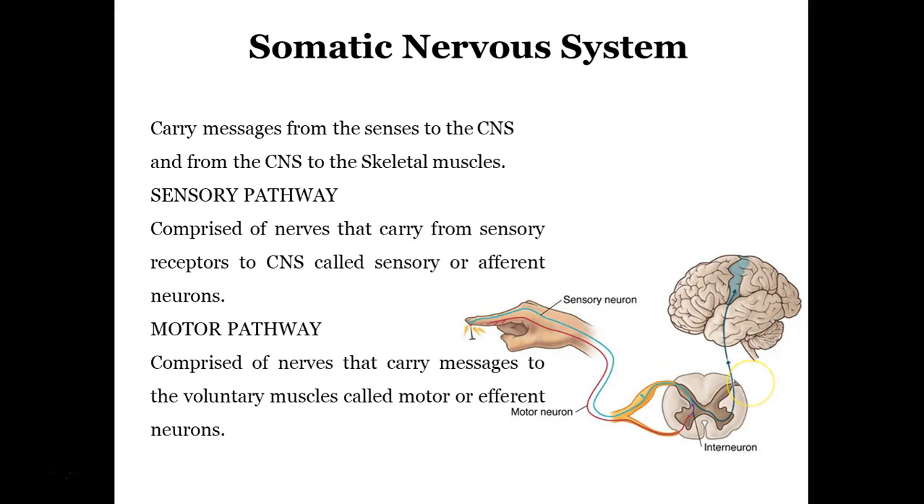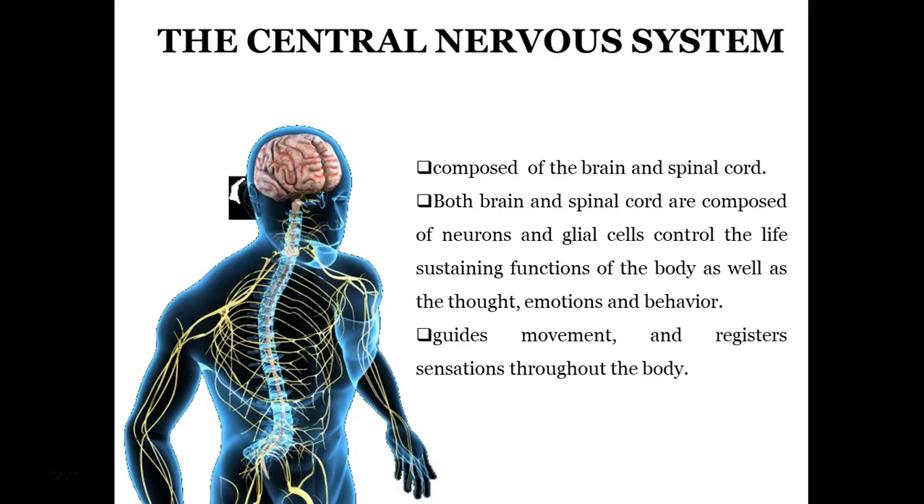Now the next is the somatic nervous system, which we have already discussed in the case of reflex action. The somatic nervous system carries messages from the senses to the central nervous system and carries them back from the central nervous system to the skeletal muscles. As we have already discussed, the sensory pathway is comprised of sensory nerves which carry information from sensory receptors to the CNS, also known as sensory or afferent neurons. And the motor pathway consists of motor neurons that carry messages from the CNS to the voluntary muscles, also called efferent neurons.